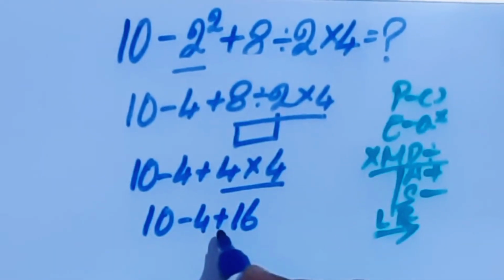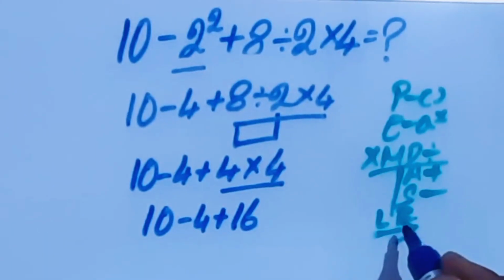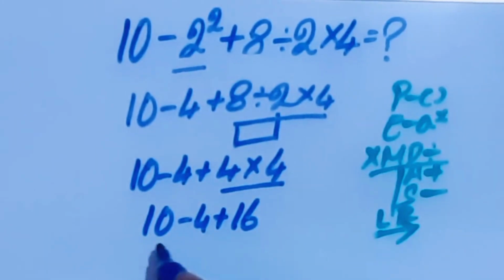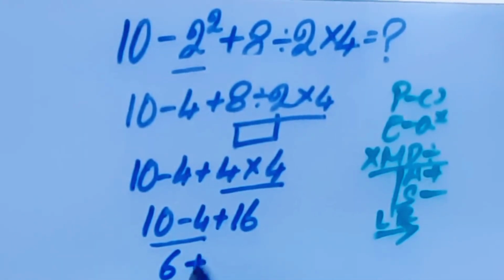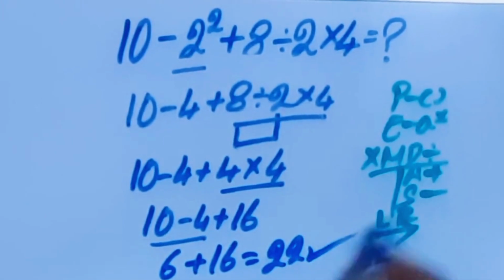Here we have subtraction and addition. Both are equal priority. For equal priority, we have introduced left to right. Here left to right is this one: 10 minus 4. 10 minus 4 is 6, plus 16. Here 6 plus 16 is 22, which is the correct answer.